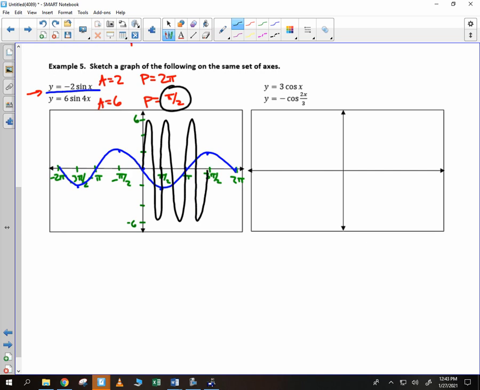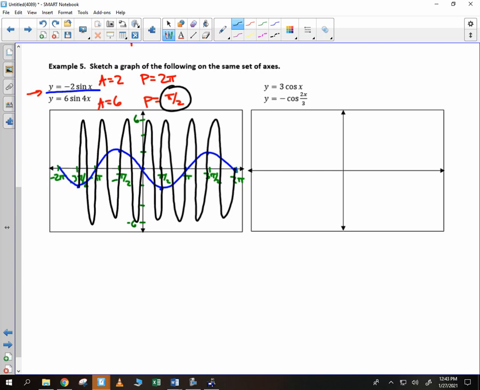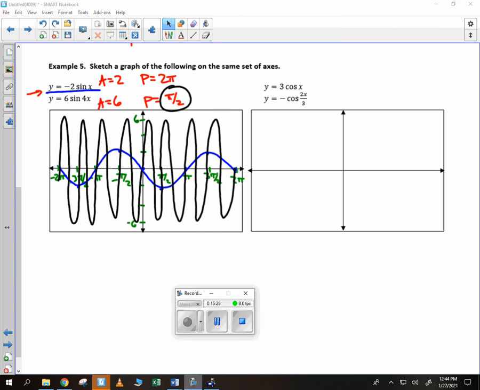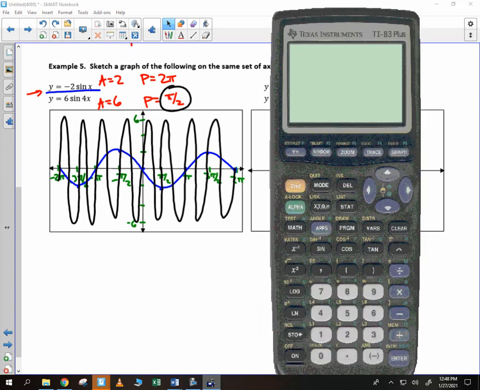And it looks kind of messy, but if you were to graph this on your graphing calculator, it looks very similar to what I have right here. We're going to check that out here in just a second. Okay, so part of what I want to show you is I'm going to turn on my calculator. And it's really cool how you can see these graphs side by side.